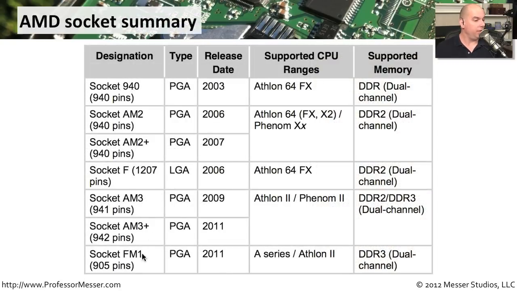You can see almost all of them used a PGA except for the socket F. The release dates are also in here and the type of processors that were used on those sockets. And you can see the type of memories changed a lot over the years, going from a DDR dual channel all the way up to a DDR3 dual channel.